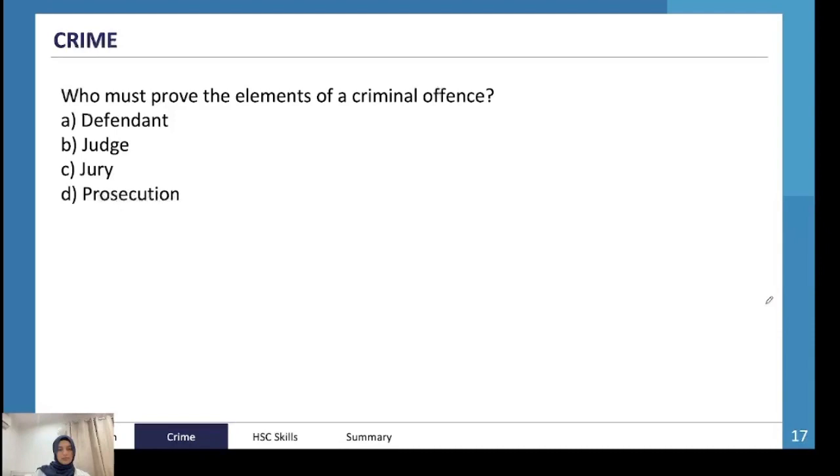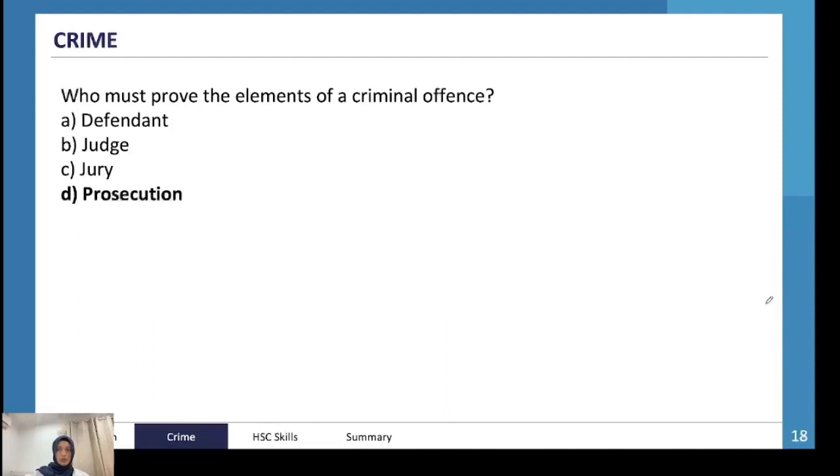So it's the people that are bringing the action to court. They are the people that are bringing the defendants to court and saying, hey, look, you've done something wrong and I'm here to hold you liable for that. And because they are the ones bringing the defendant to court, they have the onus and the burden to prove that they are correct and to prove why the defendant is indeed guilty.